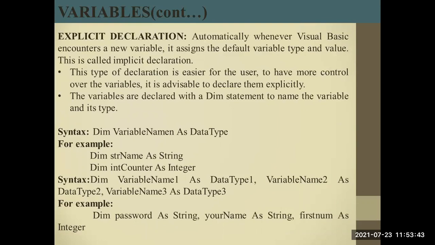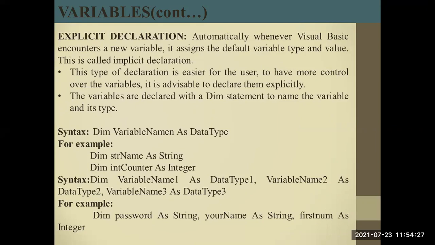In this case, we automatically declare whenever Visual Basic encounters a new variable. Whenever Visual Basic encounters a new variable, it will request that you declare it, or it will assign a default variable type and value. Basically, this type of declaration makes it easier for the user to have more control over the variables. This is advisable, and many users perform this type of declaration strategy.